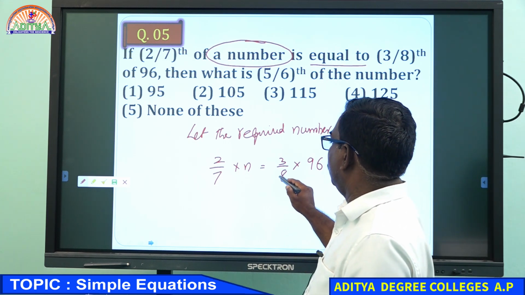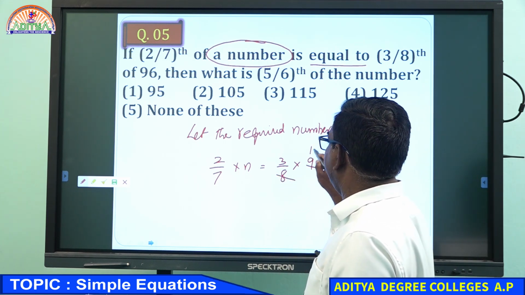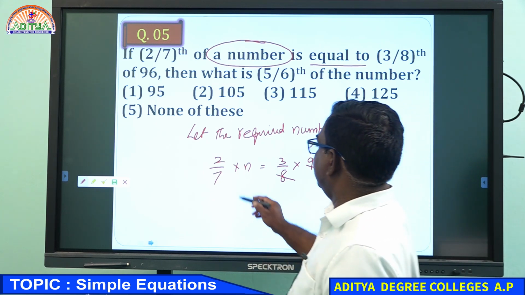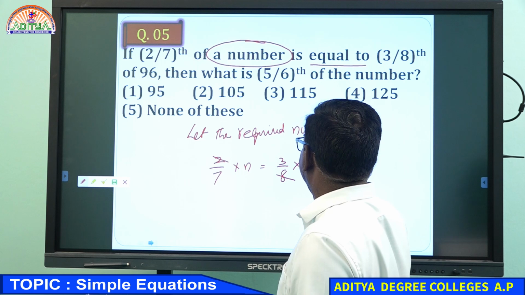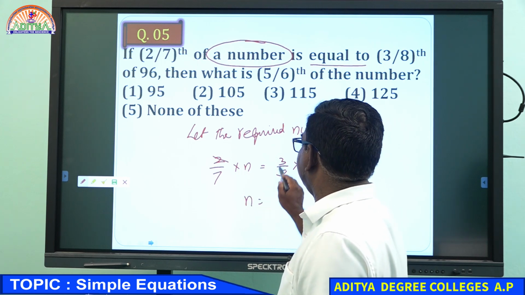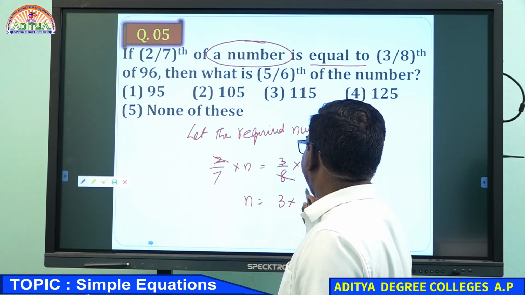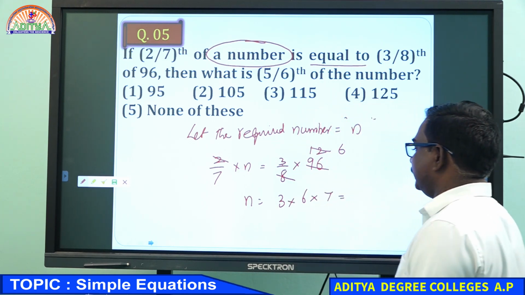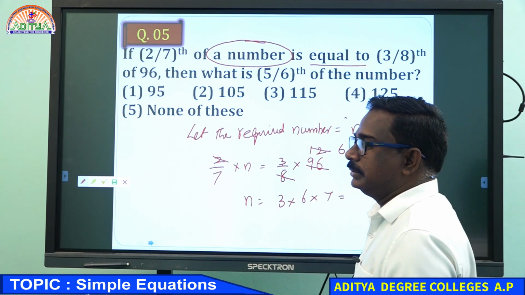So here, 8 12s are 96. 2 will go 6 times. So for n, 3 is remaining, 6 is remaining, and 7 will come to this place. So 7 6s are 42, 42 3s are.